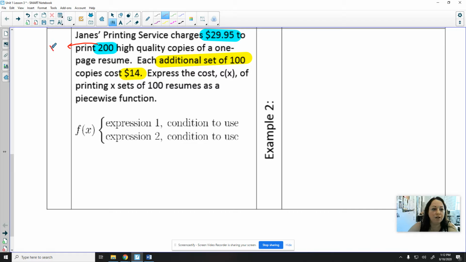So 200 resumes means that X equals 2. Sorry for my mouse drawing skills there. Okay, so our X value is actually 2 because we have 2 sets of 100 copies each. Okay, that's an important piece of information.